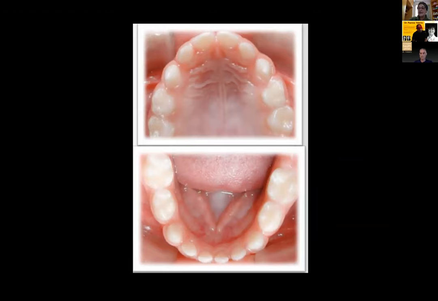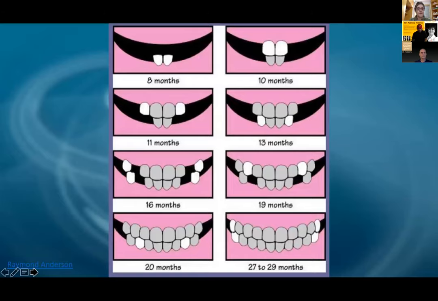So if you keep going, giving hard food and stimulating our children to eat all types of foods, we will have good development and we will have good occlusion. So this would be the sequence. We start with the two inferior, and go on, and I am reinforcing again.